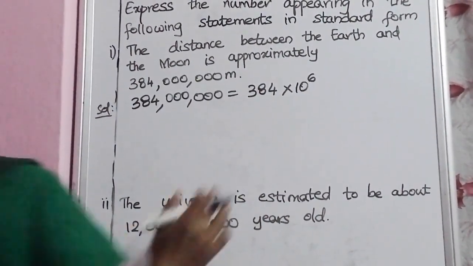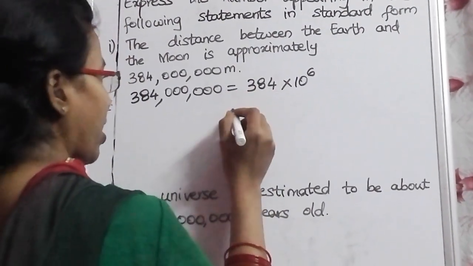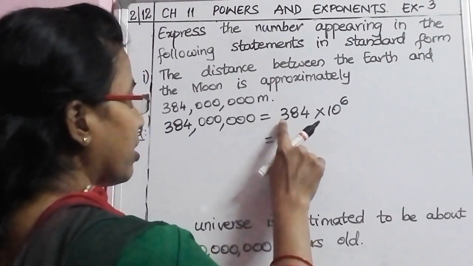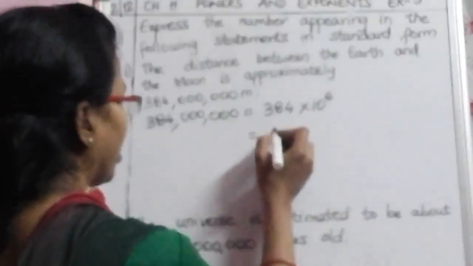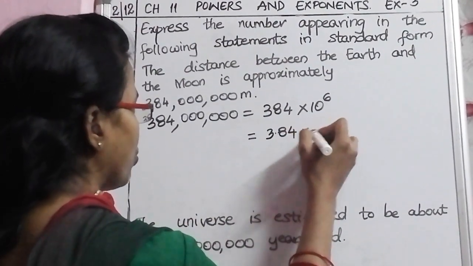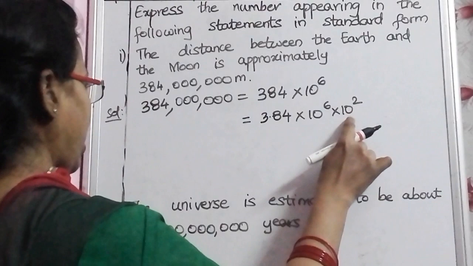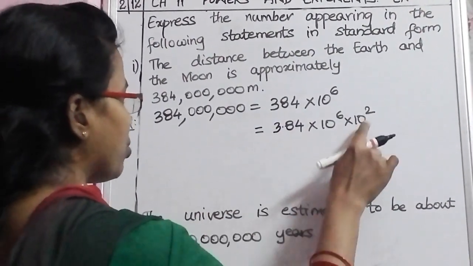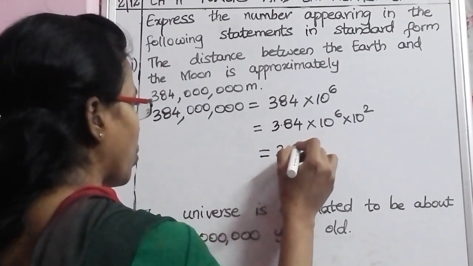No. Why? Because it is still a bigger value. You have to reduce this value such that the first number is going to be from 1 to 10 only. So here, 3.84 into 10 to the power 6 into 10 square. Why did I take 10 square? Because after 2 digits I am going to keep the point. So we are multiplying with 10 to the power 2.